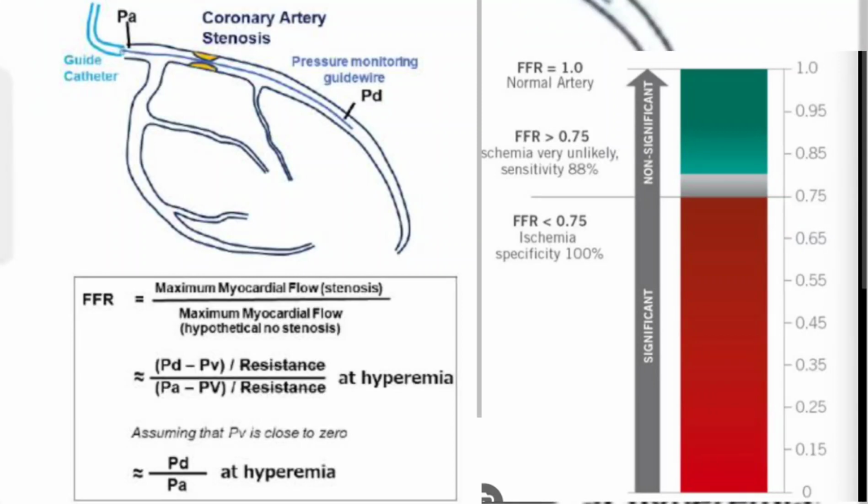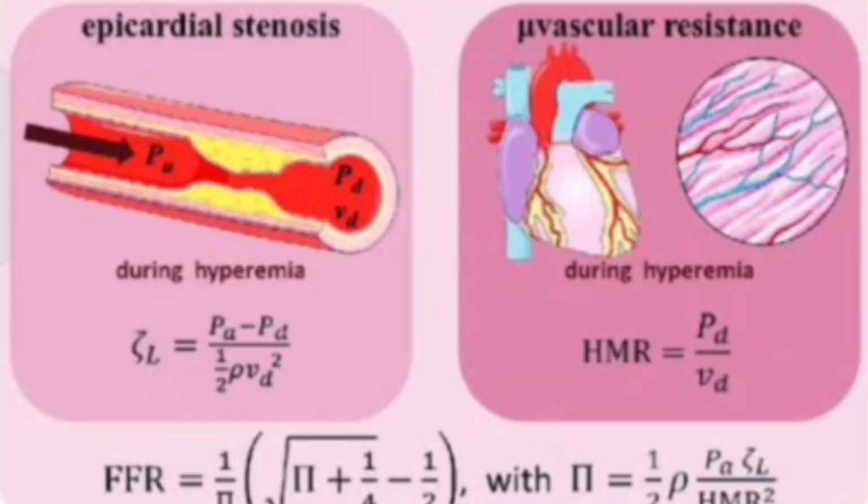Fractional flow reserve was the first physiological index to be incorporated into routine clinical practice. In this technique, a vasodilatory agent, usually adenosine, is administered in order to minimize resistance in the coronary tree such that there is a linear relationship between pressure and flow. FFR is then calculated as the ratio of distal coronary pressure to aortic pressure, with a value of less than 0.8 being considered clinically significant.